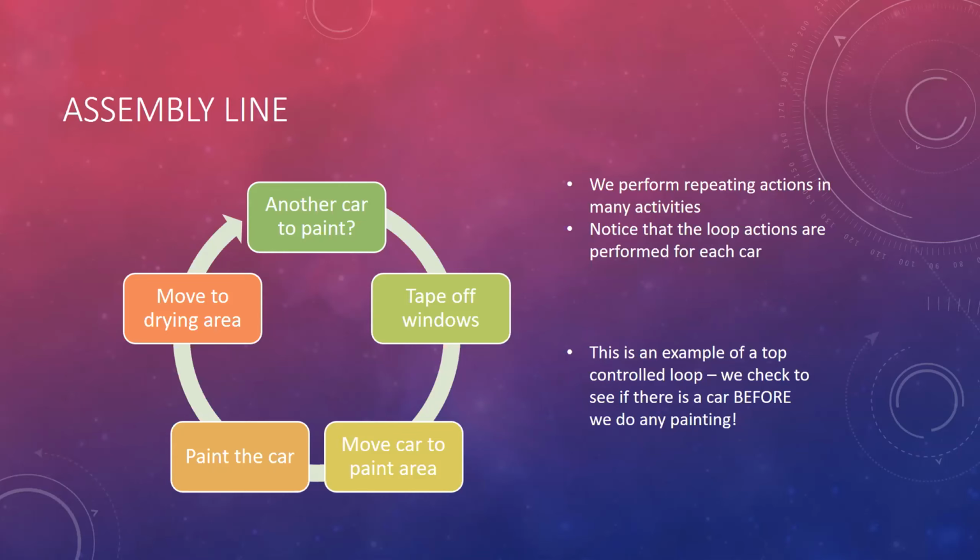And of course, with our assembly line, we're just going to keep repeating these steps over and over and over all day, or the entire shift, until we're done. So in this example, we're really repeating many, many activities, but it's kind of an example of a top controlled loop. Before we do anything, we check to see if there's another car, right? If we ran out of cars to paint, we wouldn't execute our loop anymore. So that's controlling our loop.